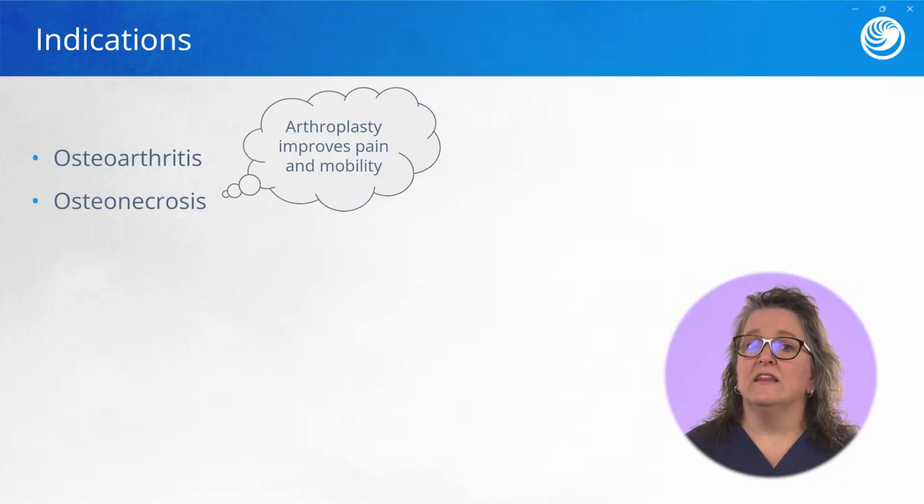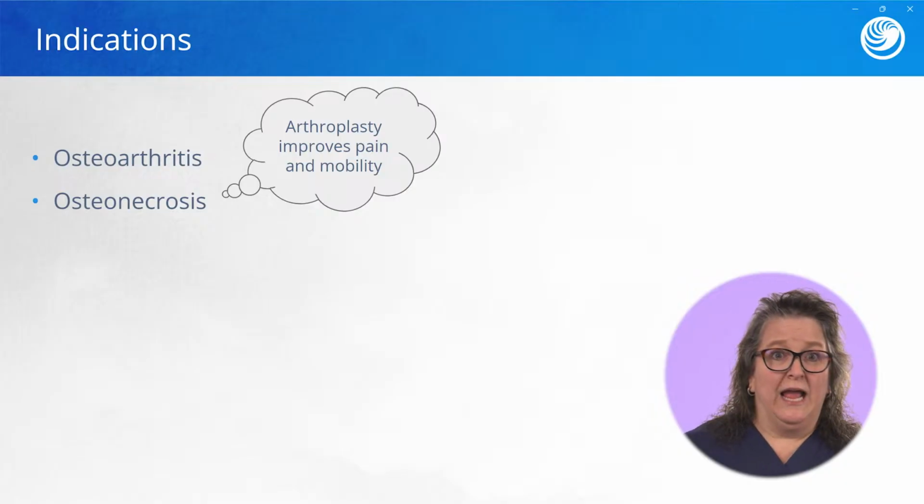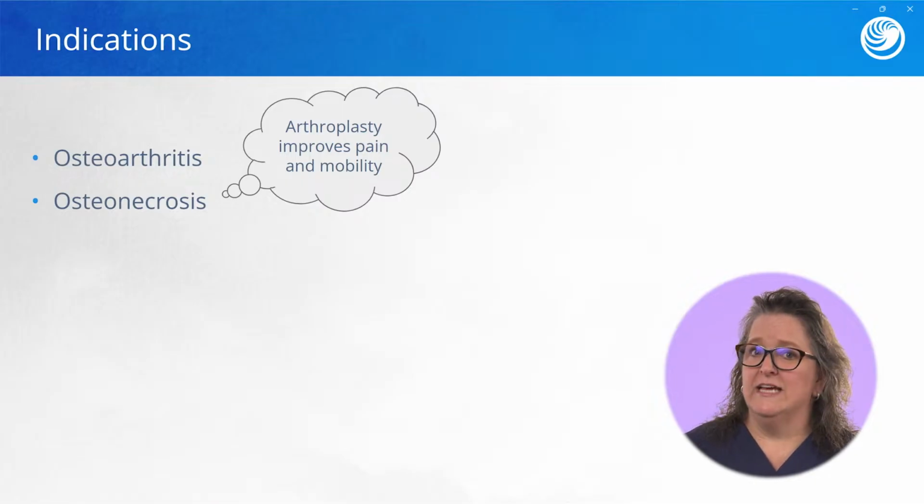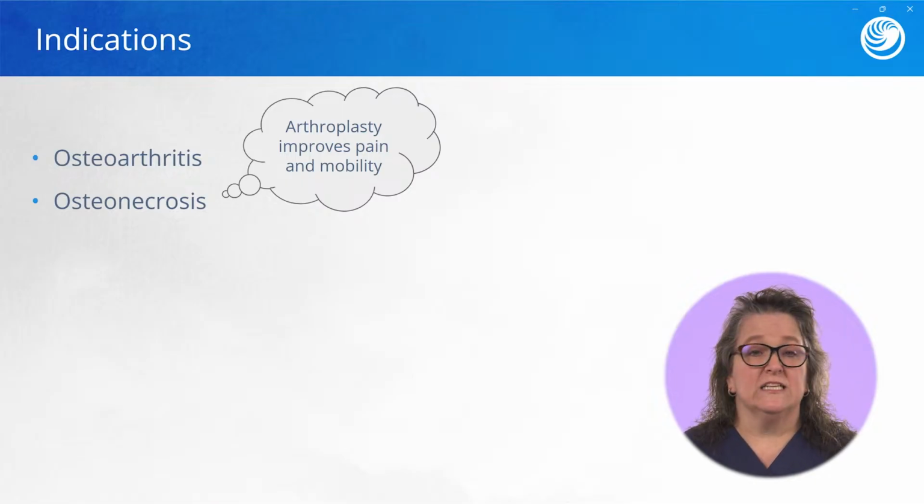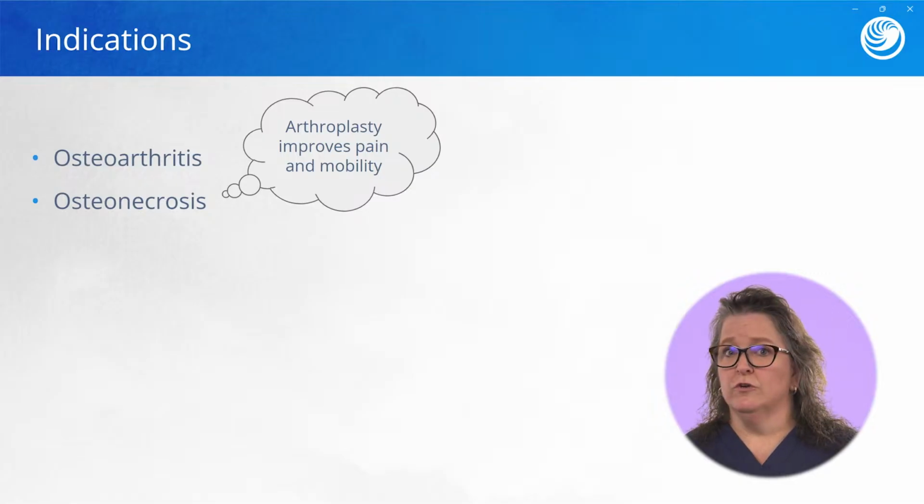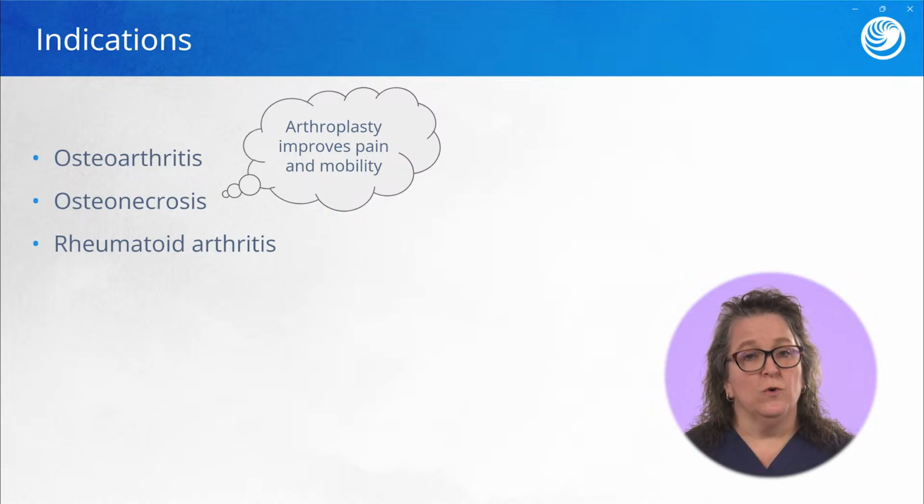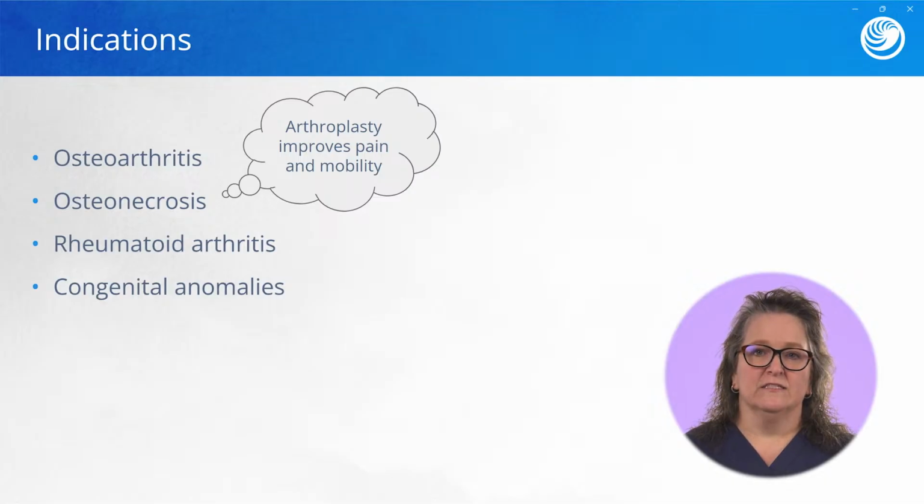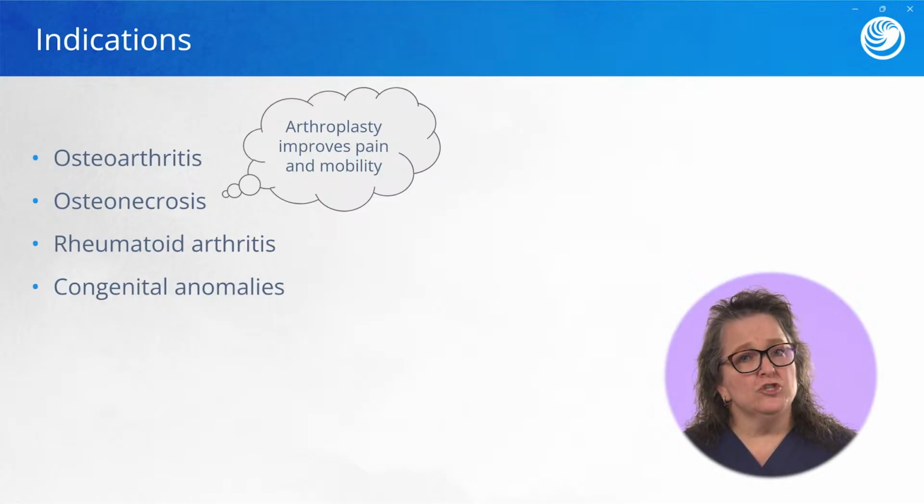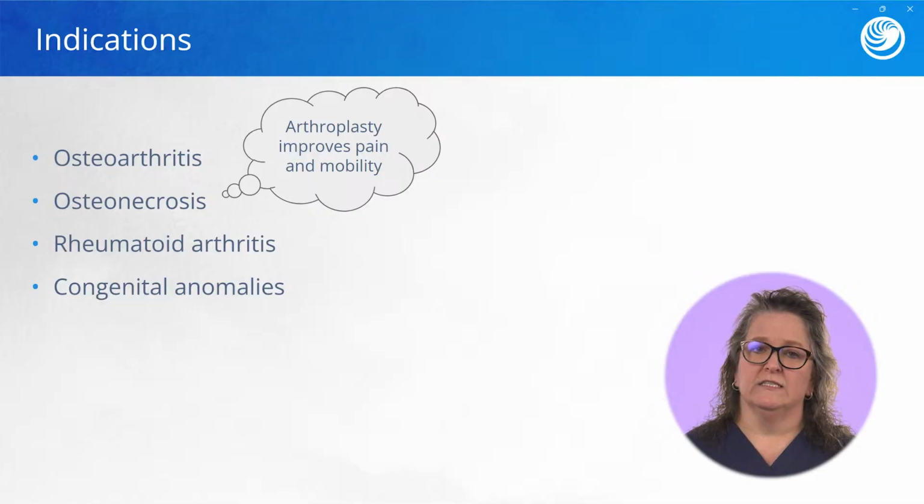Osteonecrosis, the death of bone because blood supply was cut off, so no blood supply, no oxygen results in death. That could be from excessive alcohol use, long-term steroid use, or broken bones. Rheumatoid arthritis. This is an autoimmune disease that results in inflammation of the connective tissue in the synovial joints. Congenital anomalies. A baby born with functional or structural anomalies.